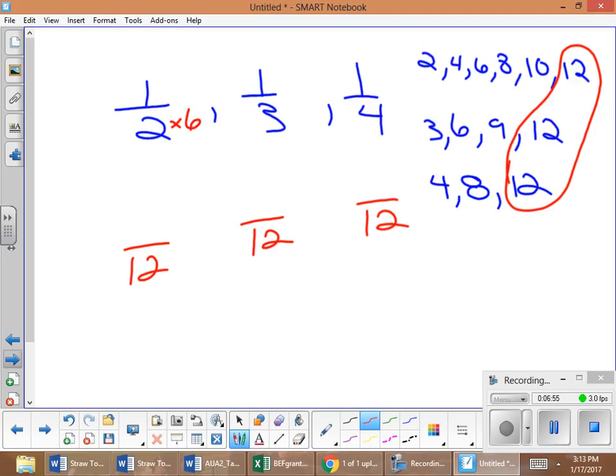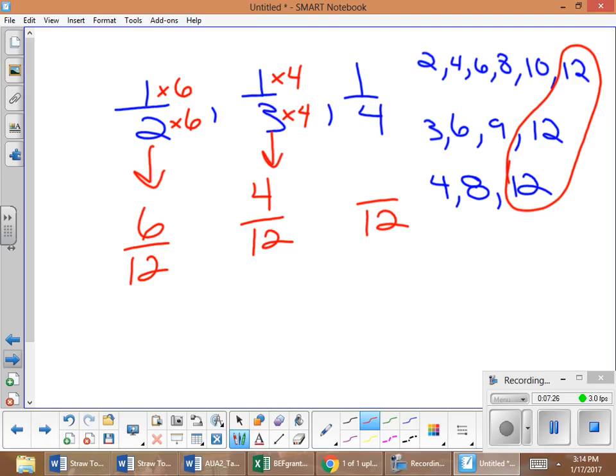So go up to the top, and if I multiply the denominator by 6, I have to multiply the numerator by 6. 1 times 6 is 6. So 1/2 turns into 6/12. Now, go over to the 1/3. All I know is 3 times something has to equal 12. 3 times 4 equals 12. So whatever I do to the bottom, I have to do to the top. So 1 times 4 is 4. And now, if you look, 1/3 also equals 4/12.